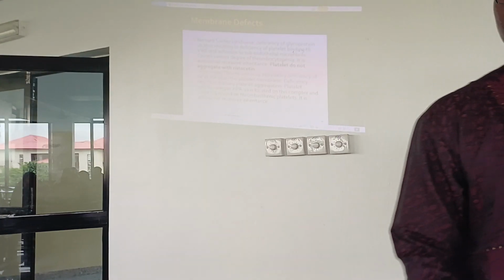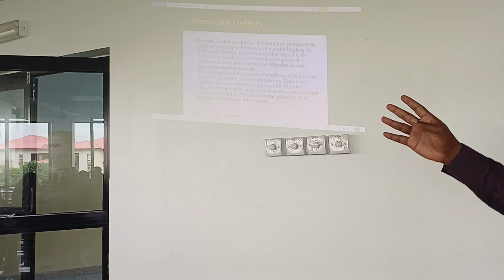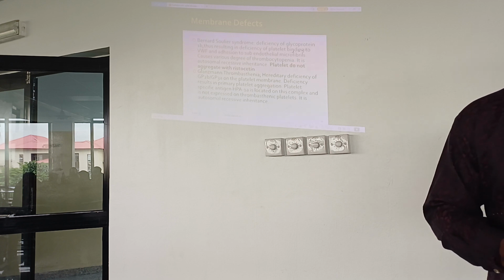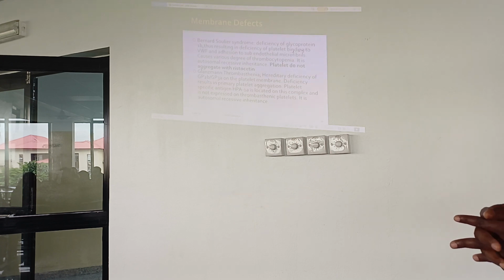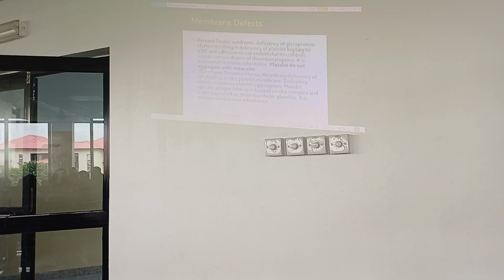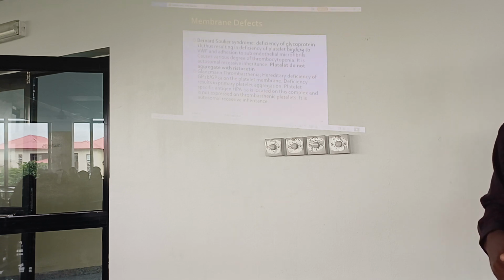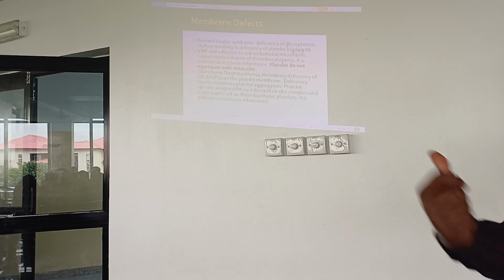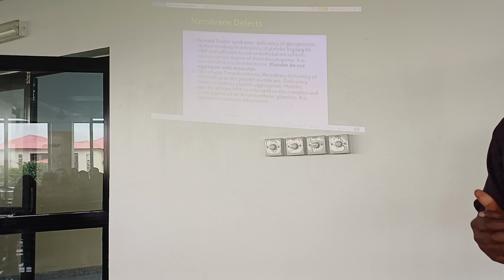So this is Bernard-Soulier. Like I've said, Bernard-Soulier is deficiency of glycoprotein 1B, resulting in deficiency of platelet binding to von Willebrand factor and then adhesion to subendothelial microfibrils. It causes thrombocytopenia apart from thrombocytopathy. It is autosomal recessive inheritance. And ordinarily platelets should aggregate with ristocetin, but because of the deficiency, there is no aggregation.